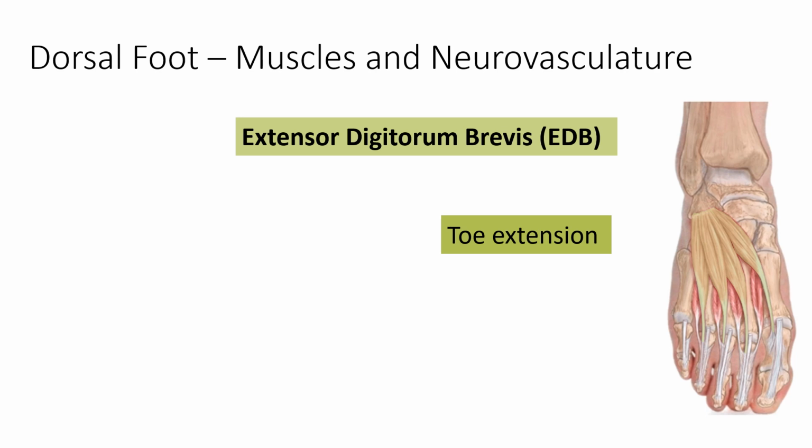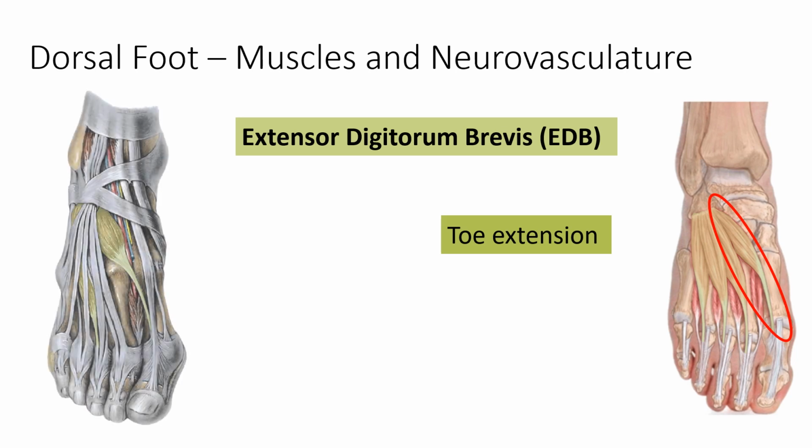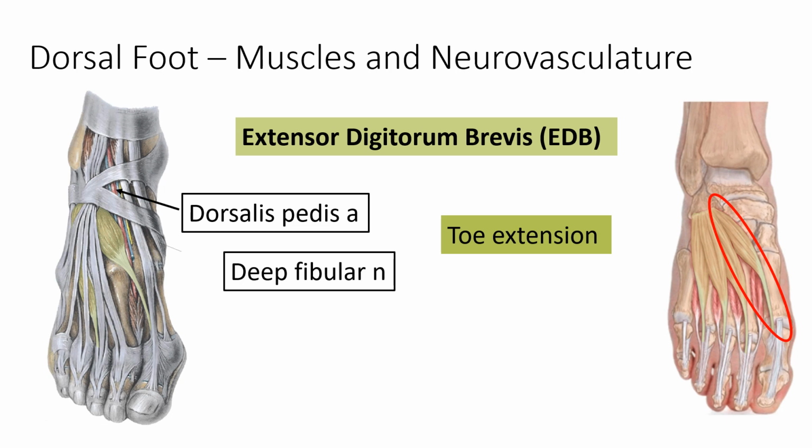So just be aware, some textbooks, some programs like to talk about the extensor hallucis brevis, which I have circled here. For all intents and purposes, it can be named as part of the extensor digitorum brevis group, but it is also okay just to single out the one that goes to the big toe and call that extensor hallucis brevis. Whether you're talking about this one muscle or both muscles together, they are both supplied by the dorsalis pedis artery, and they're innervated by the deep fibular nerve. Just as a reminder, the dorsalis pedis artery is an extension of the anterior tibial artery.